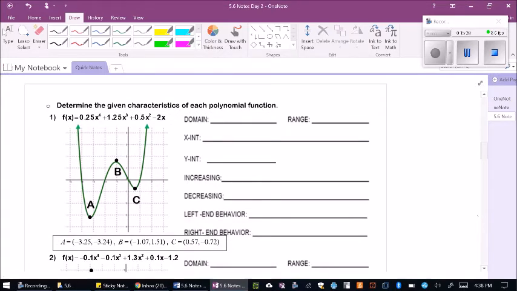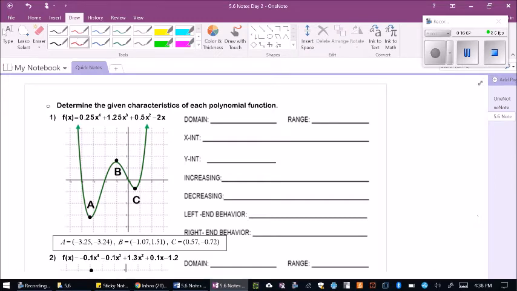Looking at example 1, it says determine the characteristics of each polynomial function. So we're just going to go through and try to identify this information. If you are confused at all, that first page, that first problem, is a good place for you to reference. So here we go, let's do it.